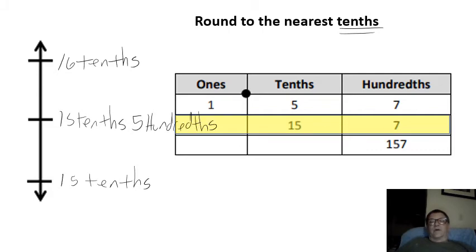Now I'm taking my dot, and since we're rounding to the tenths, I can look to the next one, and this is 15 tenths 7 hundredths. So 15 tenths 7 hundredths would be approximately right here. Okay, and it's above that midpoint, so we would be rounding up again. So we'd be rounding to 16 tenths or 1.6.